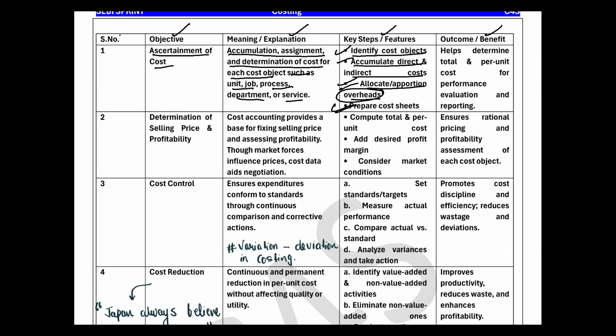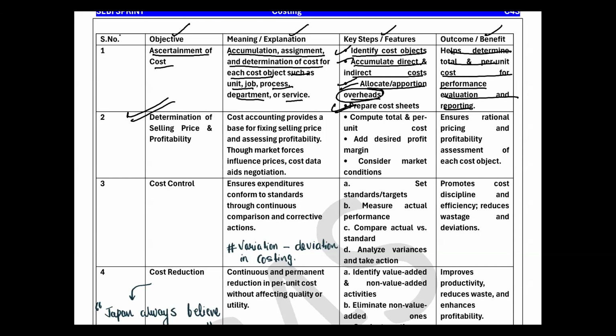So what is the outcome and benefit? What are the outcome and benefits? Please read it. Helps determine total and per unit cost. Obviously it is for per unit cost, for performance evaluation and reporting. So it is very much clear. Then what is ascertainment of cost?